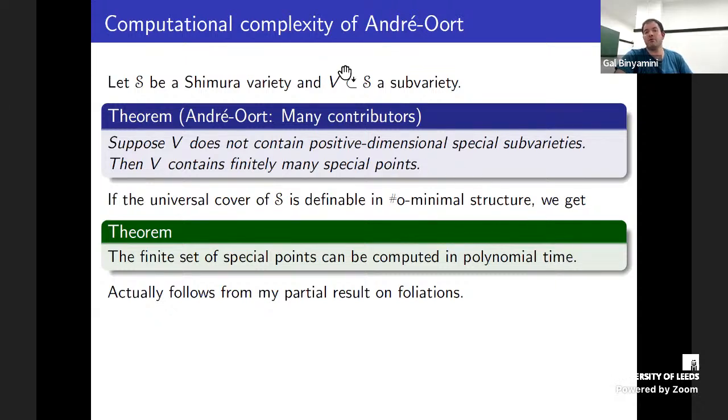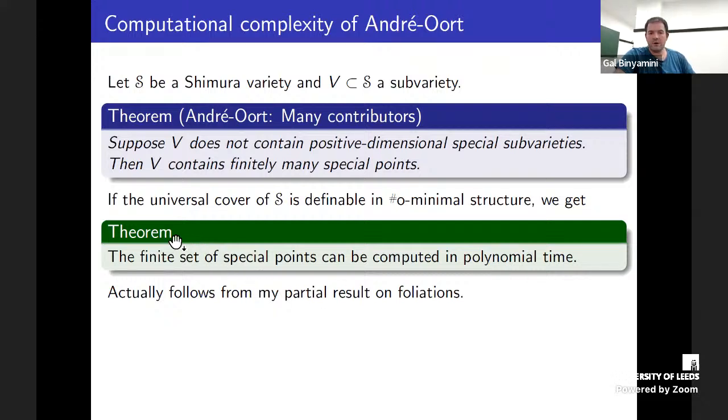So if you are given a system of equations for V, encoded in bits in the computer, then there's a polynomial time algorithm that computes all of the special points. The idea is that if you follow the proof of André-Oort, you can get some upper bounds for the special points. You can get the potential list of special points, assuming that you can make the counting effective. And if the counting depends polynomially on the degrees and everything, as implied by the conjecture, then it will be polynomial time.